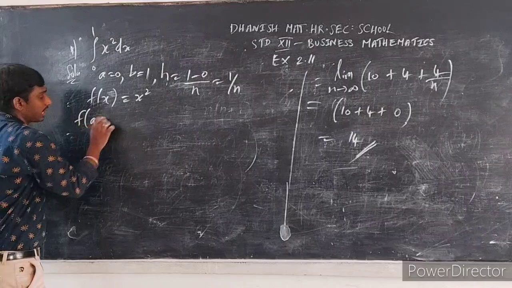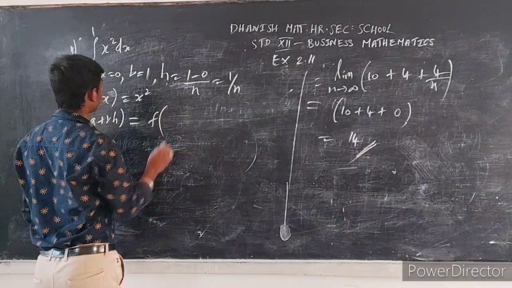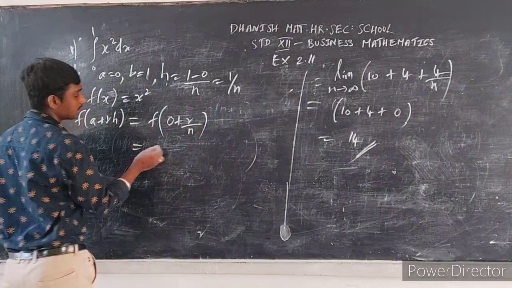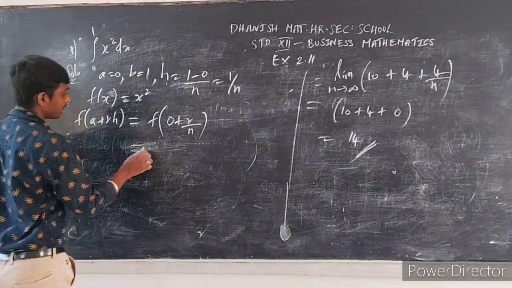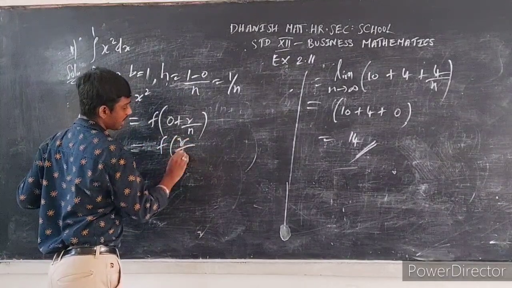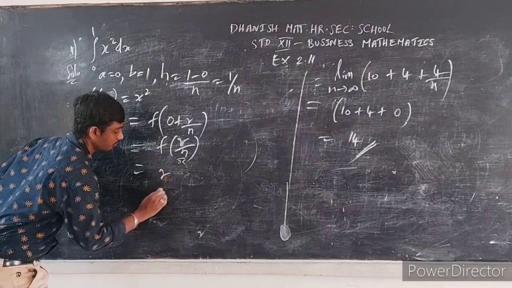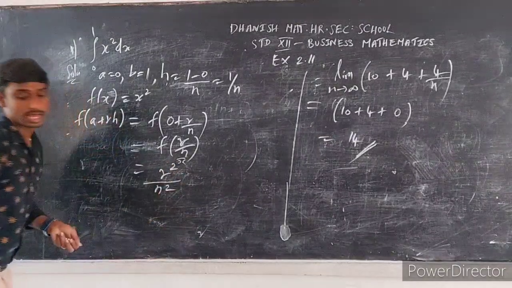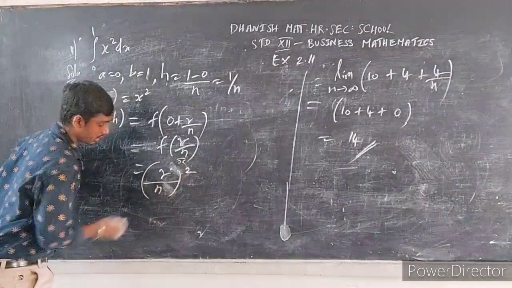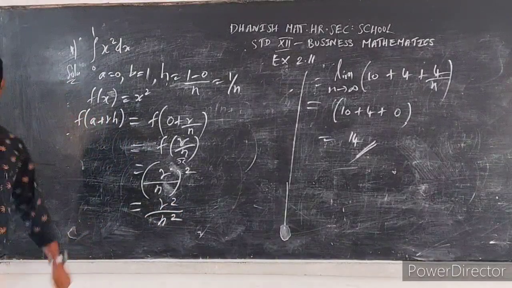Let's find out f of a plus rh here. a plus rh value, that will be f of, what is the a value? 0 plus r into h value, that will be 1 by n. You have to write like this, r by n. Then f of r by n means you are getting x square. I am going to substitute here again. This one is r by n, so this one looks like f of x. Squaring this, we get r square divided by n square.